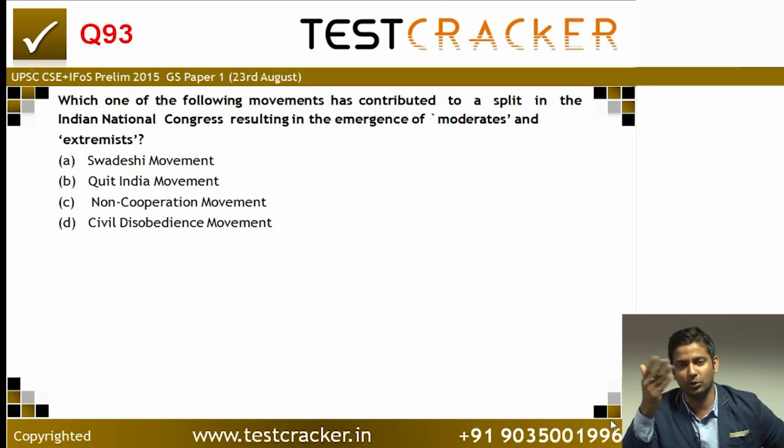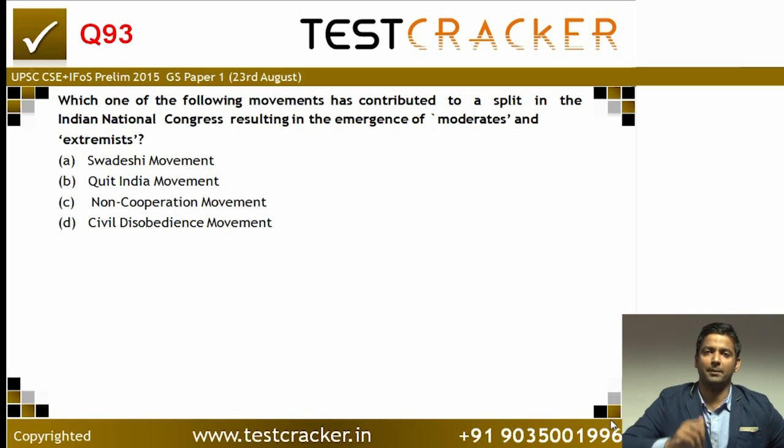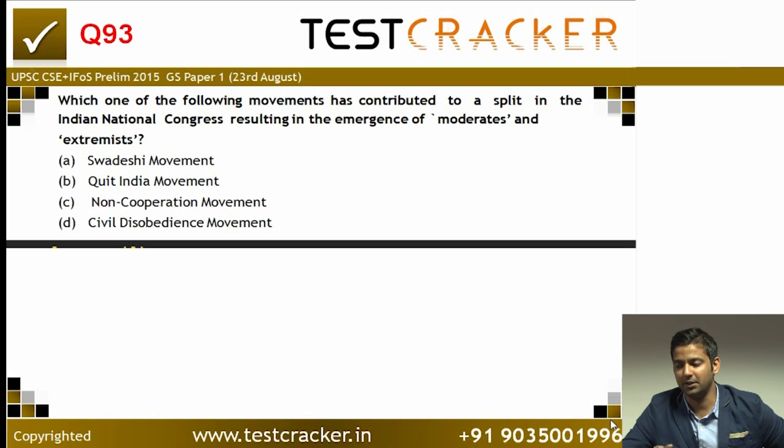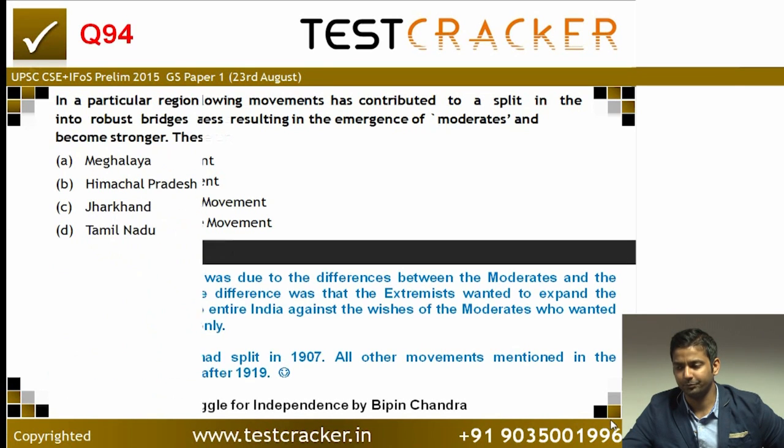You know about the year, you know these are the early years of the Indian National Congress. We are talking about when moderates had still not given up to the extremists. So, only the Swadeshi movement can be there. Quit India movement 1942, non-cooperation movement is much later, 1920, civil disobedience movement is 1930-31. The only option you could have marked was option A, a very easy question from history.